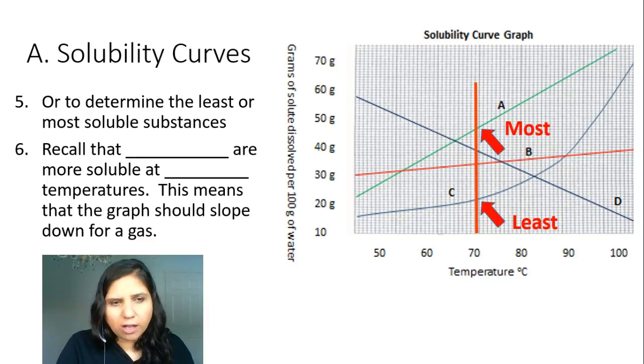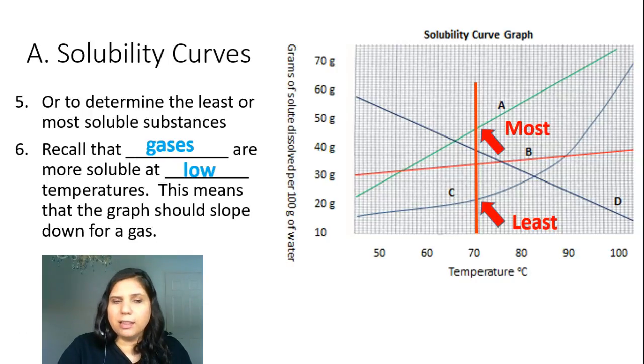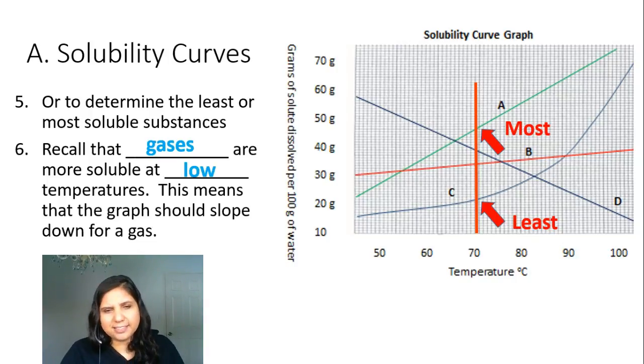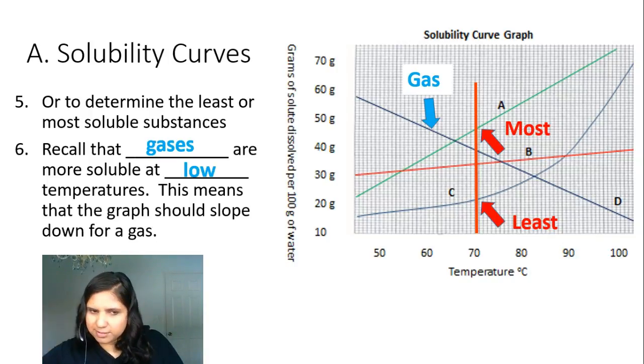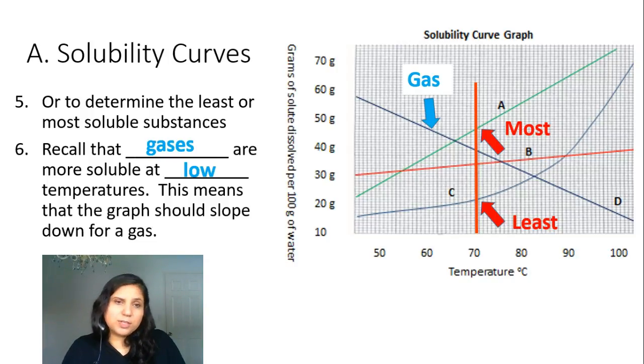And then it says, recall that gases are more soluble at lower temperatures. Remember that as you add energy to gases, they escape. And so what you see from gases is you actually don't see a curve upwards like you do for solids. What we see is a slope downwards. So if I had to pick which one of these, A, B, C, or D, is a gas, which one would you say? Hopefully you said that one, because it's the one that actually slopes downwards. As you increase the temperature, its solubility goes down because those gas particles escape.